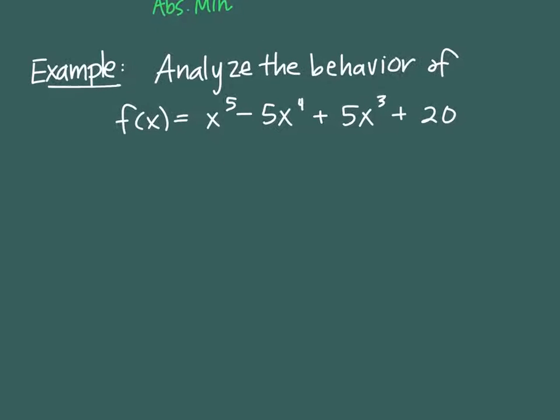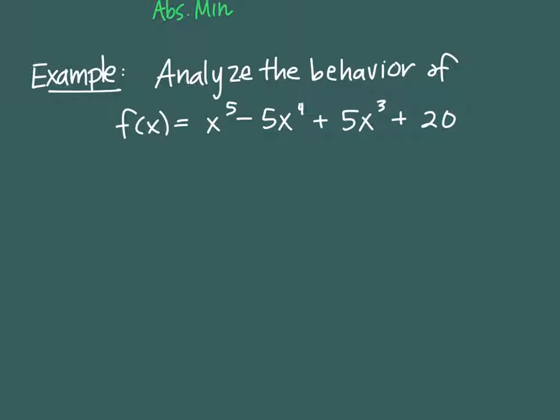So analyzing the behavior means find all the critical points, endpoints if there are any, extreme values, and find the increasing and the decreasing by doing first derivative analytics. So we need to start, this has no endpoints because the domain is all real numbers, and so we have no endpoints on this particular function. So we need to move on to finding the critical points.